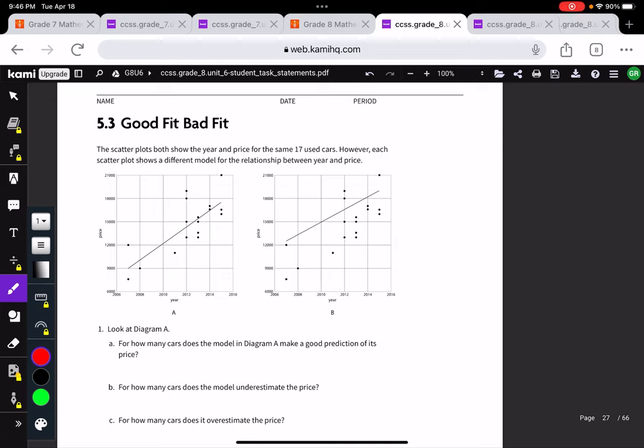5.3 says, good fit, bad fit. The scatter plots both show the year and price for the same 17 used cars. However, each scatter plot shows a different model for the relationship between year and price. So same dots, but you can notice they drew a different line. Look at diagram A. For how many cars does the model in diagram A make a good prediction of its price? So the model is the line, so we're focusing on the line. For how many cars does the model make a good prediction of its price?